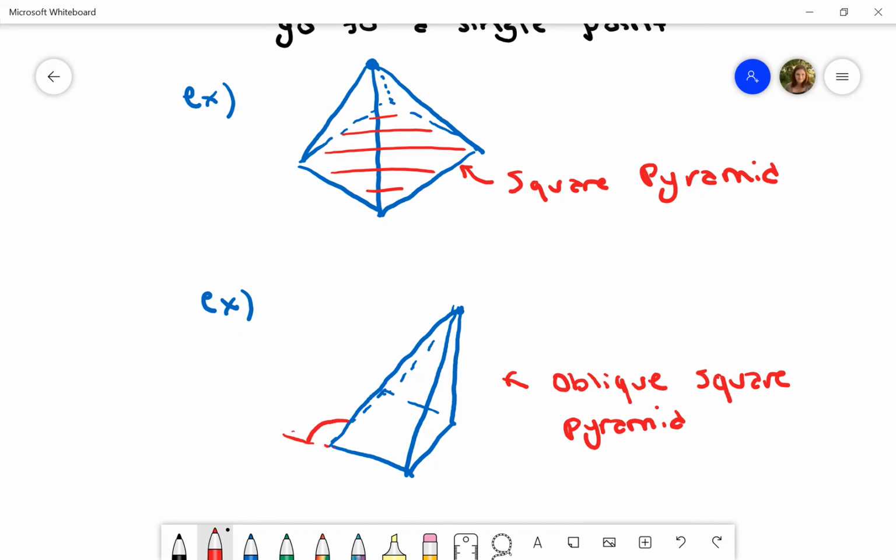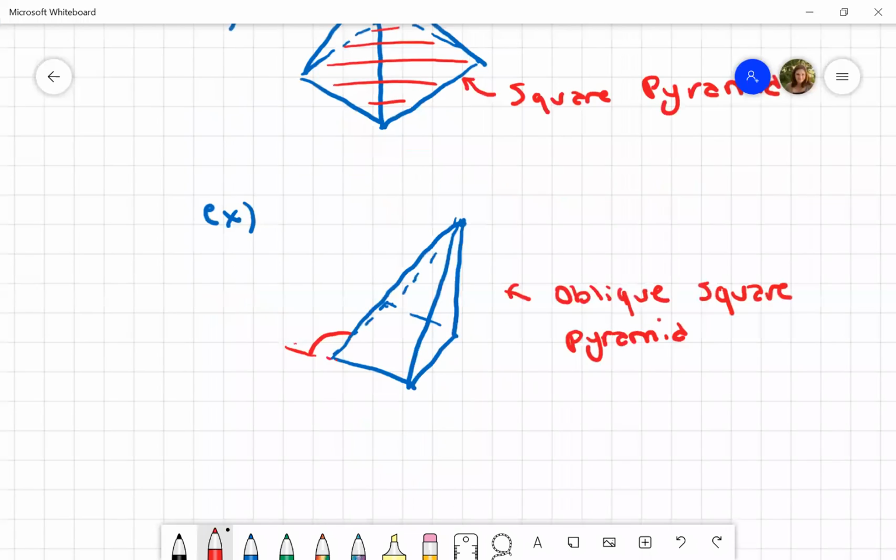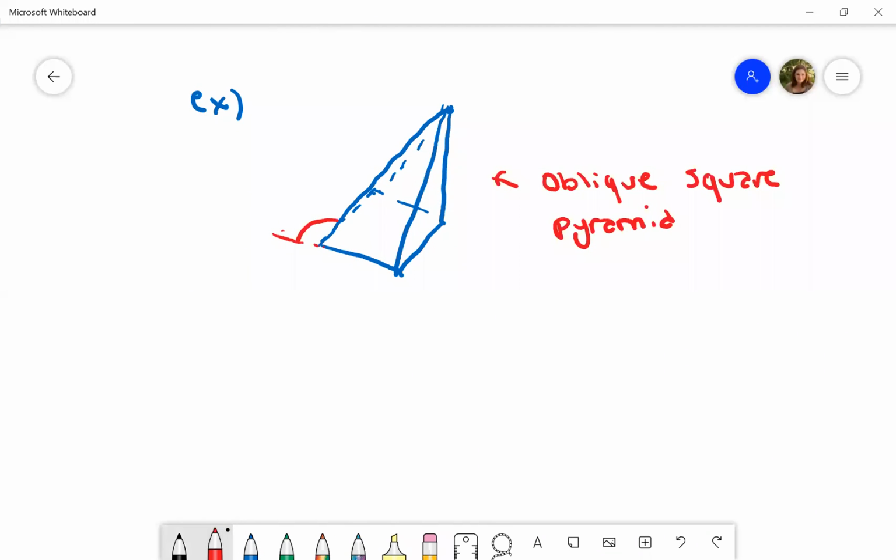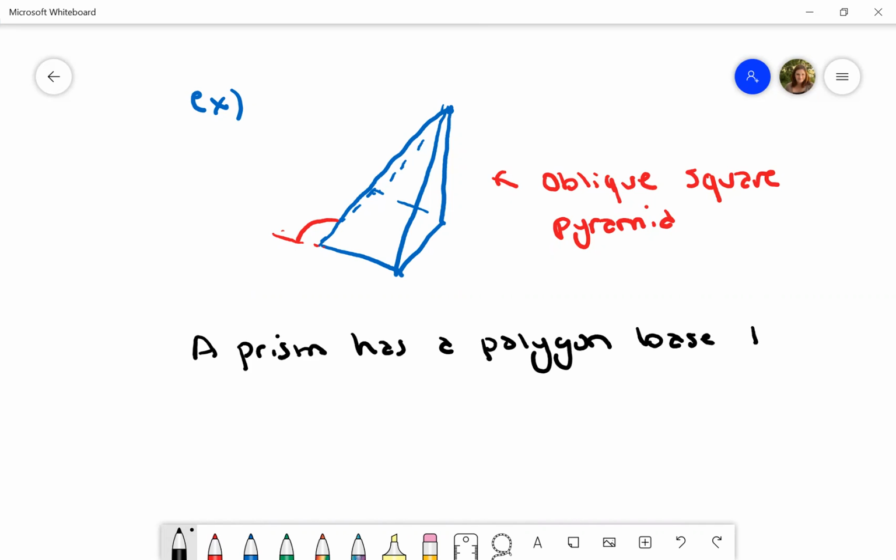Okay. Now, the difference between a pyramid and a prism is that a prism uses a polygon base, but it doesn't come to a point. The sides are all parallel to each other. So a prism has a polygon base, but the faces are parallel to each other.